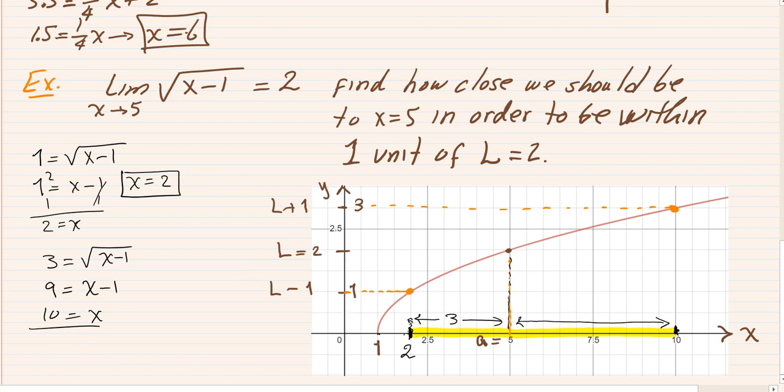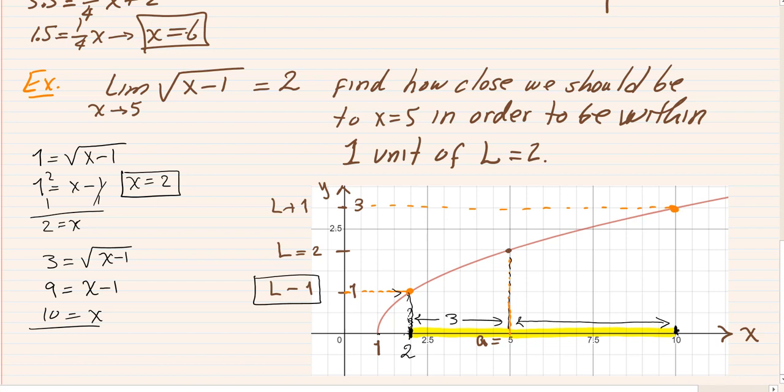Okay, now if I go with the smaller number, that is 3, look what happens to the upper tolerance for the limit. Well, at 3 we know we have met the L minus 1 tolerance, because that's exactly where we are, within 3 units of 5 on the left. L minus 1 is where we're at.